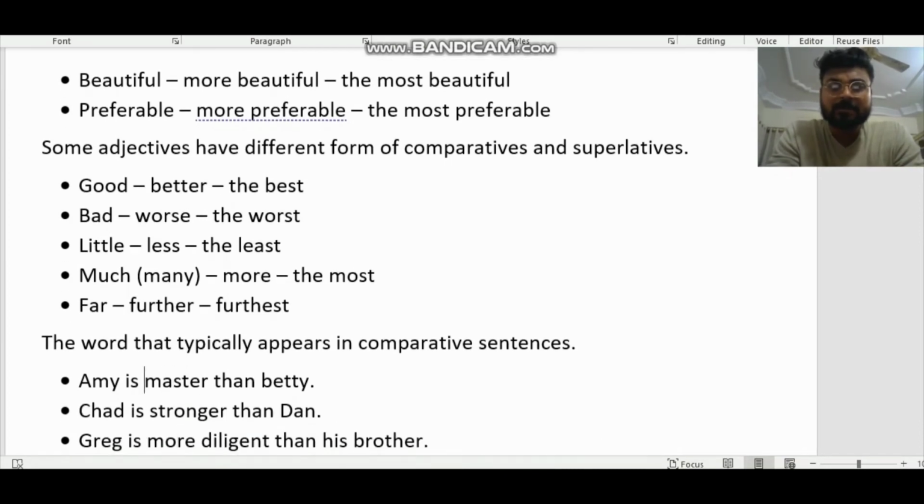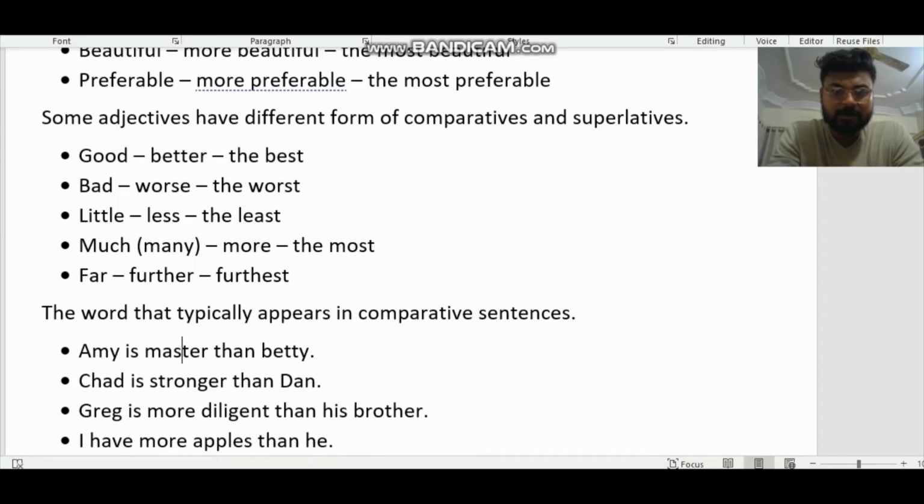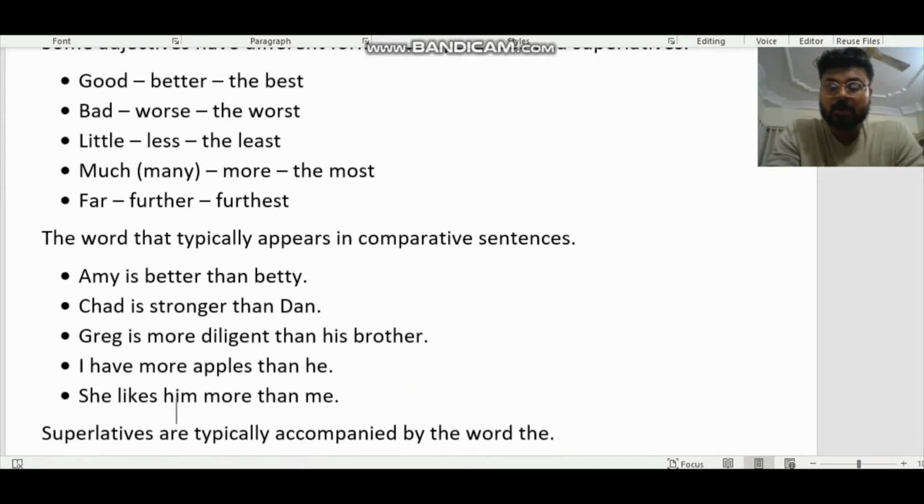The word than typically appears in comparative adjectives like this. Emmy is nastier than Betty, or you can say Emmy is better than Betty. Chad is stronger than Dan. Greg is more diligent than his brother. I have more apples than he does, or she likes him more than me. Now you see, all of these sentences are comparative adjectives because we are comparing two people, like Emmy and Betty. Who is better? We are comparing. Emmy is better than Betty. So we have compared and found out that Emmy is better than Betty.